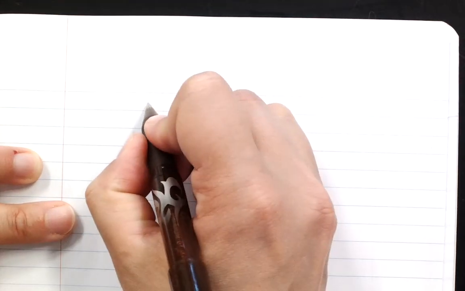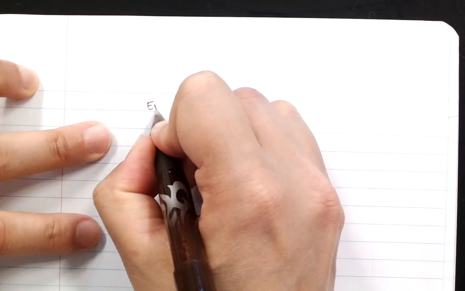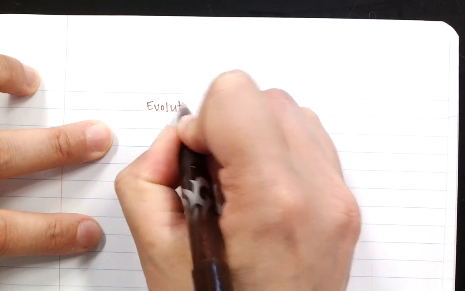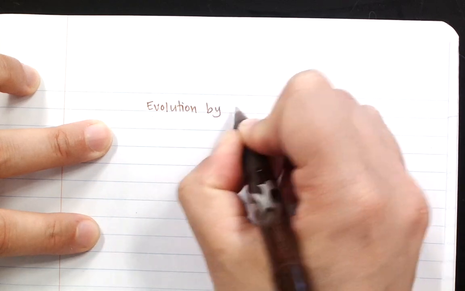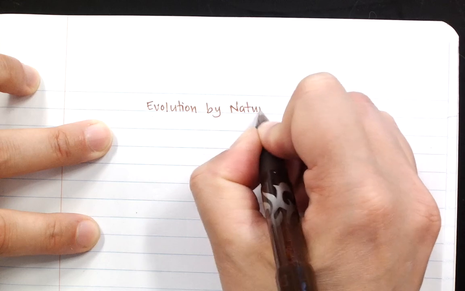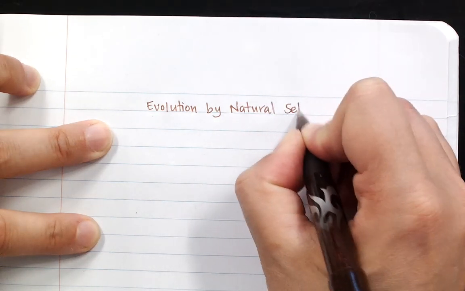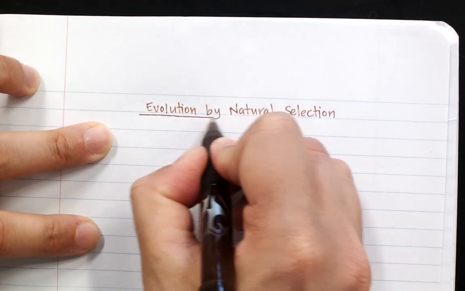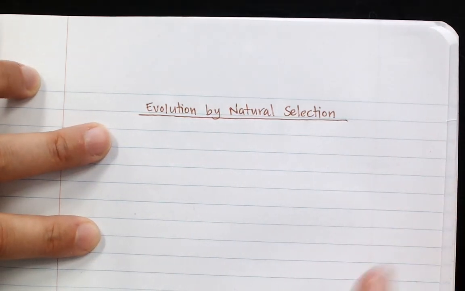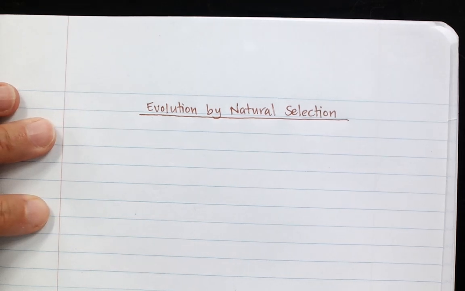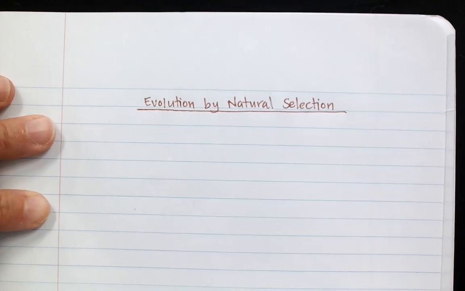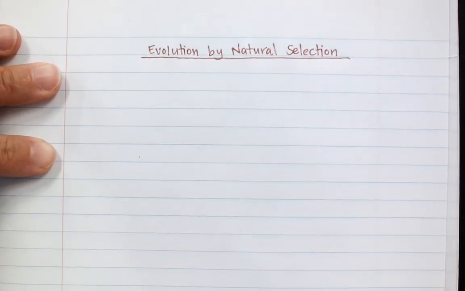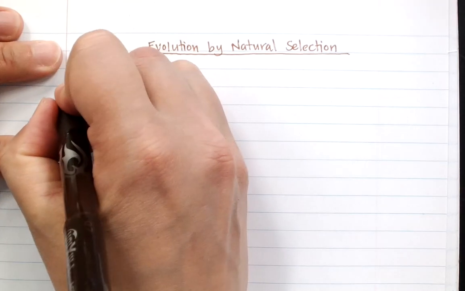Okay, today we're going to be taking notes on evolution by natural selection. So to start off, we're going to need to define both of these terms. We've got evolution and we've got natural selection. They actually mean different things. So to start off with, I want to define evolution.